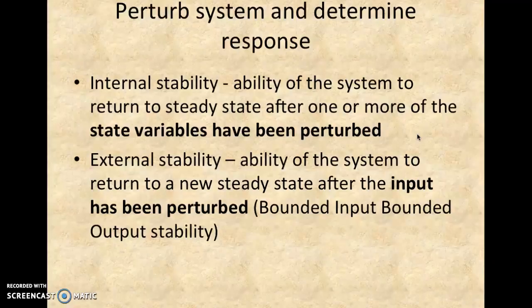Alternatively, external stability is the ability of the system to return to a new steady state after the input has been perturbed. The input is the initial condition given to the system. If this is changed and the system is stable, the system will still return to a steady state value, but it will be a different value because the concentrations of your state variables x1 and x2 will have changed. This external stability is also referred to as bounded input, bounded output stability.